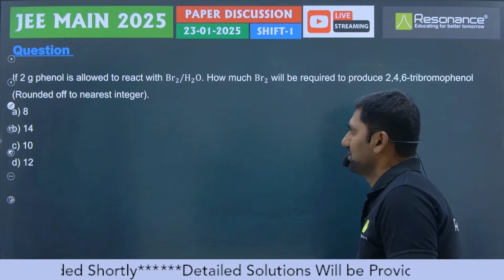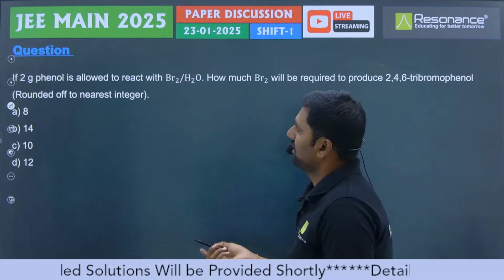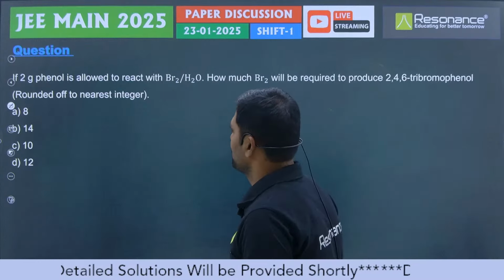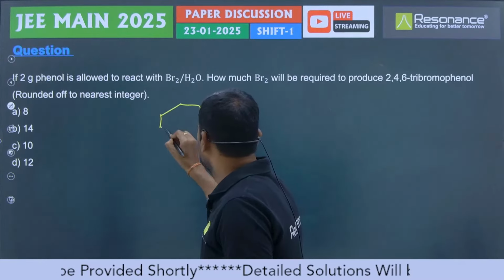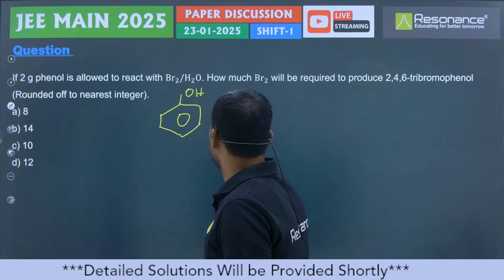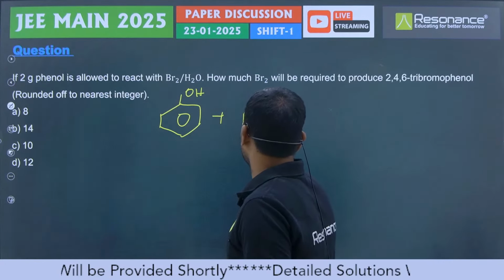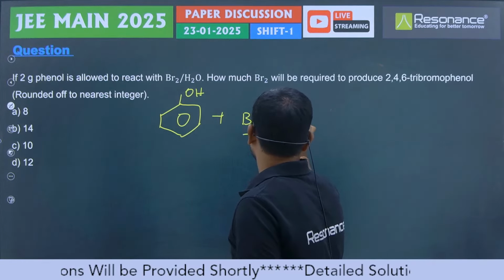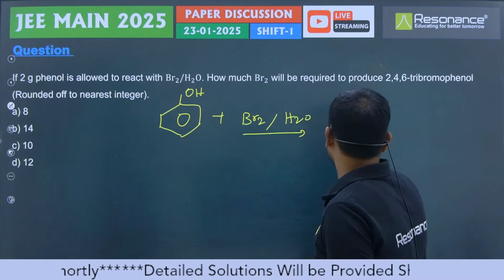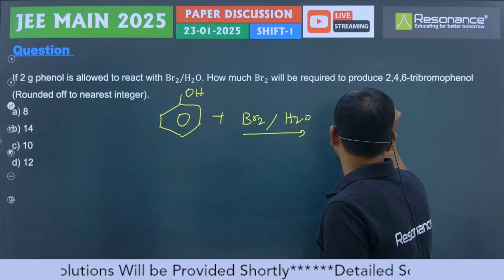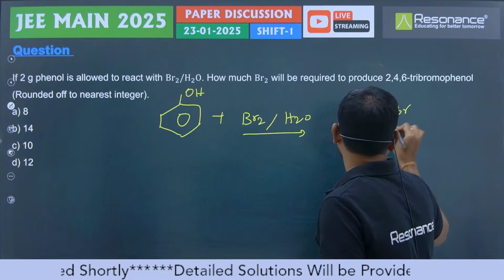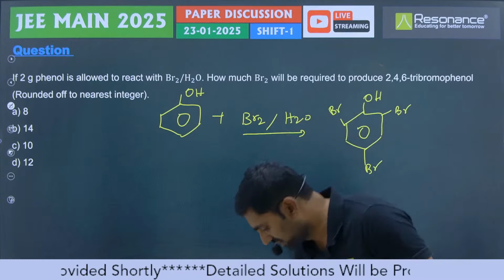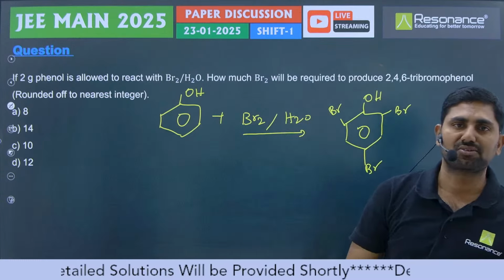This is a basic phenol question, but they are asking stoichiometric calculations here. They have given all the reaction information. So this is phenol plus bromine water. When you are using bromine water, we will get tribromination, so tribromophenol. This is a very famous equation in our NCERT. But they didn't ask about this equation, they are asking stoichiometric calculations.